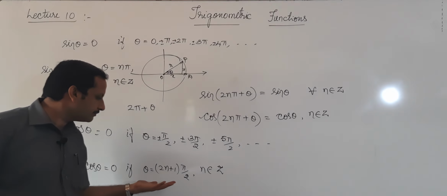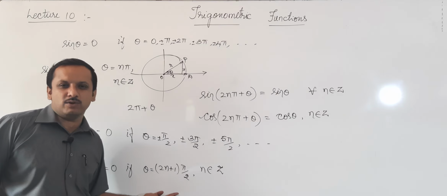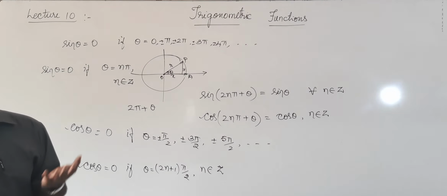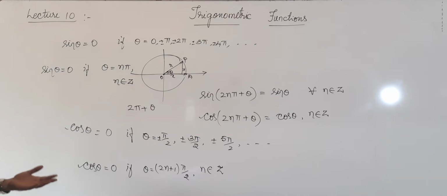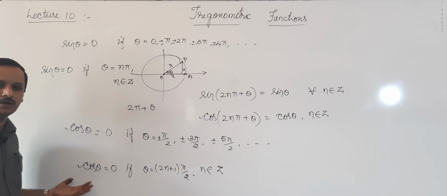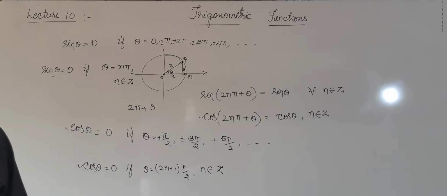So, whenever theta is equal to (2n plus 1) into pi by 2, where n is an integer, 2n plus 1 into pi by 2 means odd multiple of pi by 2. Whenever theta is an odd multiple of pi by 2, cos theta is equal to 0. Okay, this much you have to remember.